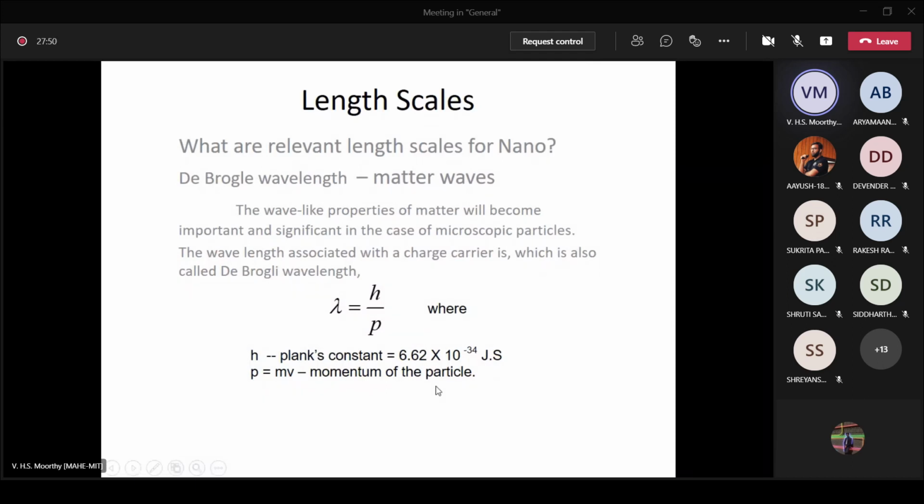So now at this stage, the relevant length scale for a metal for the conductivity property is what I just now told? Mean free path. Similarly, today we are discussing the length scales of semiconductors for optical property.